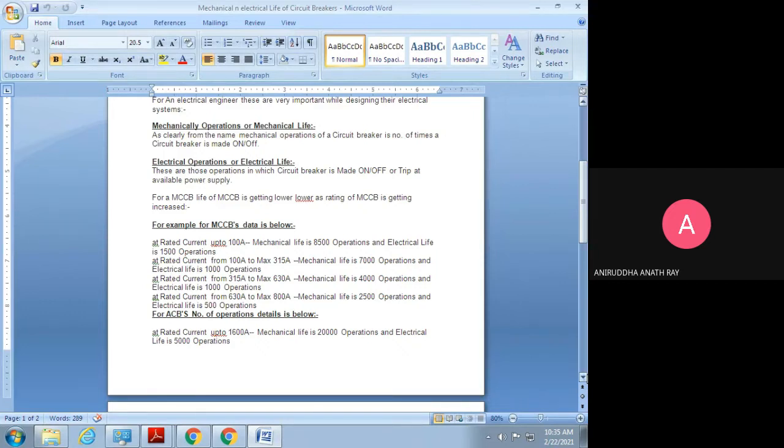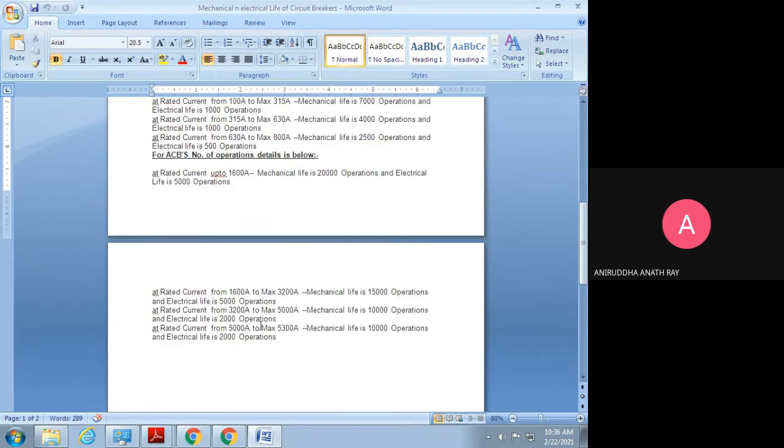Rated current from 100 ampere to maximum 315 ampere, the mechanical life is reduced to 7,000 operations and the electrical life is 1,000 operations. Similarly, when the rated current is increased from 315 ampere to 630 ampere, the mechanical life is 4,000 operations and the electrical life is 1,000 operations. As the rated current is further increased from 630 ampere to 800 ampere, the mechanical life is 2,500 operations and the electrical life is 500 operations.